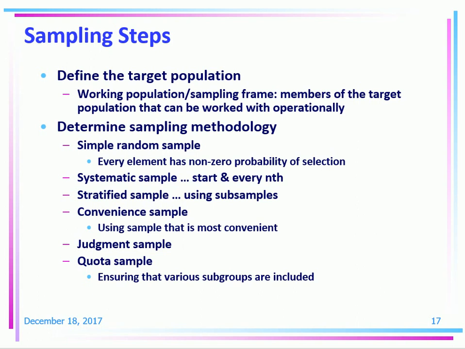One of the best ways you can draw a sample from the whole population is to take all 5,000 names and draw them from a hat, completely, totally random, right? And that's the best way.